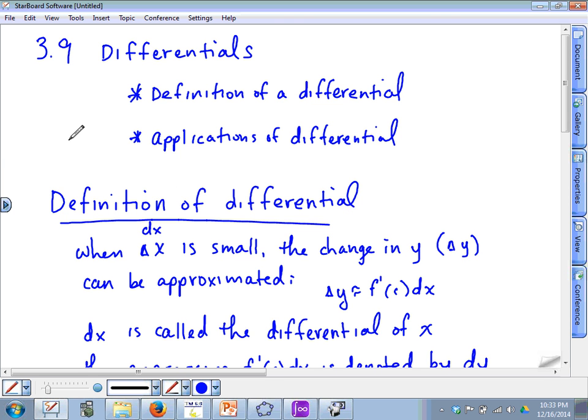Okay, so we're skipping section 3.8, going right into section 3.9. Title is Differentials. It's an application of the derivative.